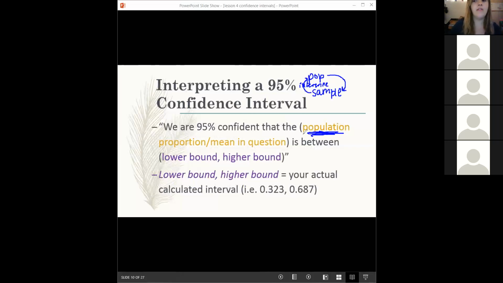So we are 95% confident that the population proportion or mean in question is between, and then whatever your confidence interval is. You're going to get two numbers: one is the lower bound, one is the upper bound. You'll see plenty of multiple choice questions that say we are 95% confident that the sample mean is between so-and-so. No, not sample. We're interpreting it in terms of the population. We already did all this stuff with the sample, so now we're using the sample to infer about the population. So this is always population mean or population proportion. Keep that in mind.